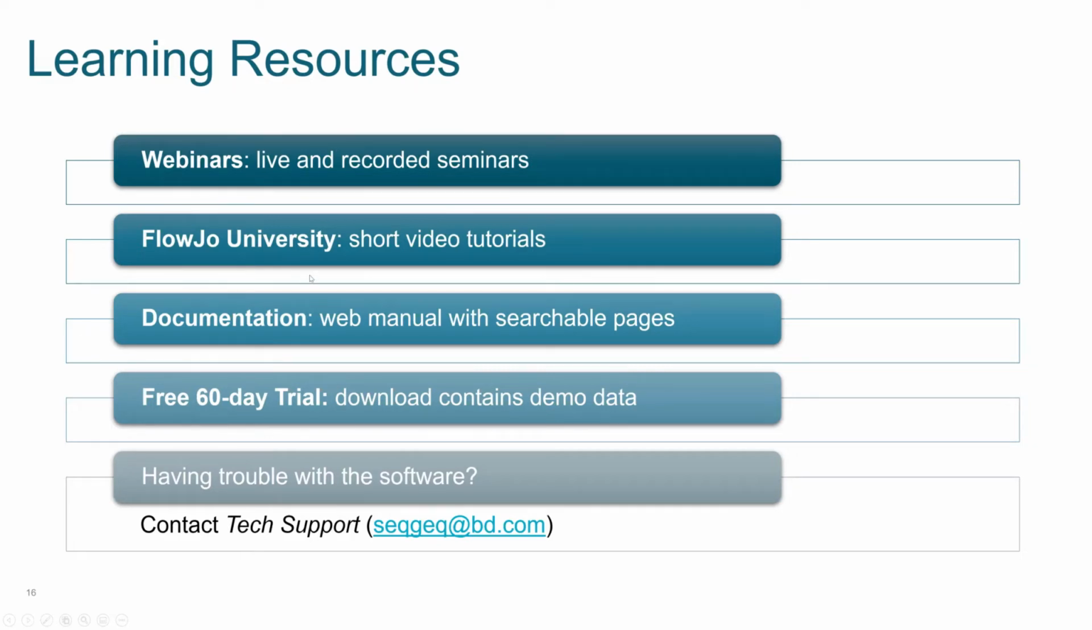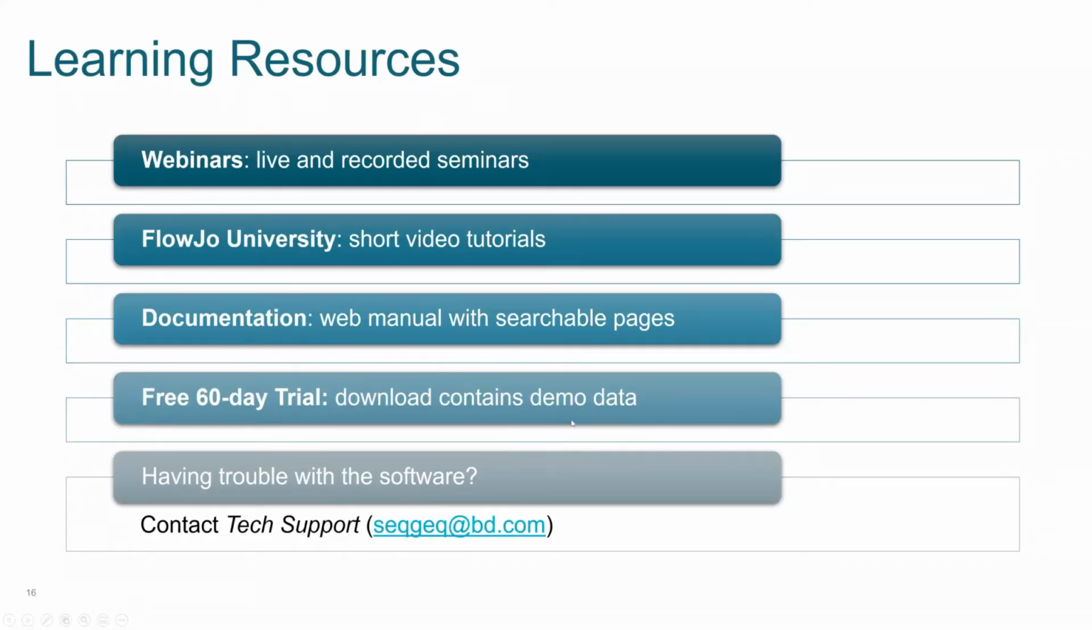We have FlowJo University. So these are going to be 5 to 15-minute video tutorials, really just point and click functionality, not a whole lot of deep dives into topics, but just a quick way to learn a new method in SeqGeek. We also have a searchable web manual, right? So it's not just this giant PDF you have to download and read through. It functions more like a website, so completely searchable by topic. And also you can download from our website a free 60-day trial. So quite a generous trial for 60 days.